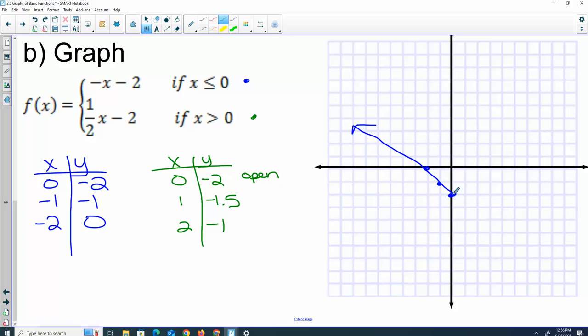So 0 and -2, I said open, but I already have a closed circle there. What does that mean? It just stays closed. Okay, I don't want you to draw an open circle around it. If there's an open and a closed in the same spot, it's just closed. So then 1, -1.5, 2, -1.